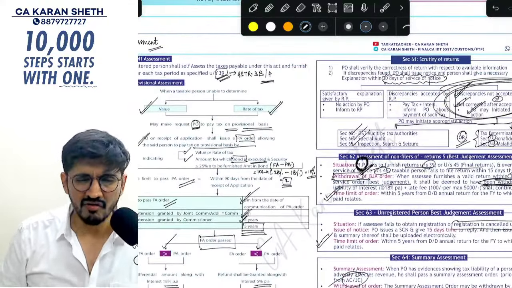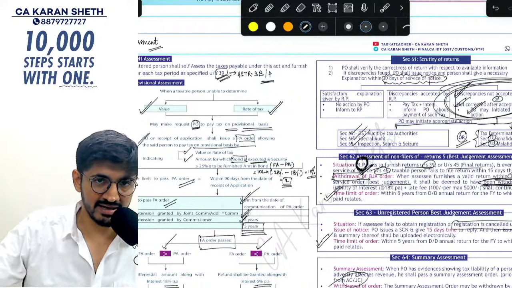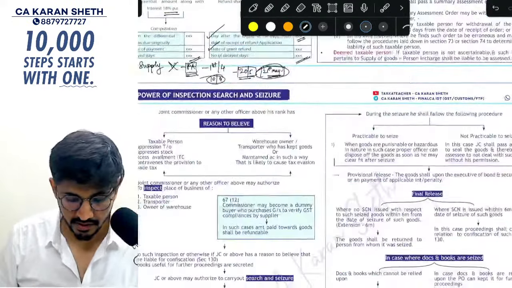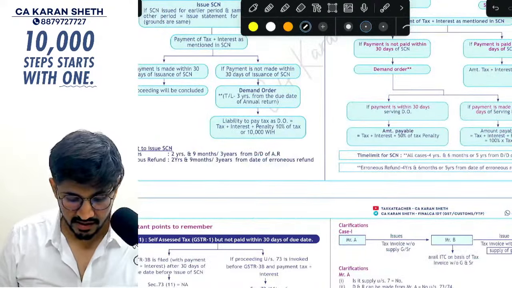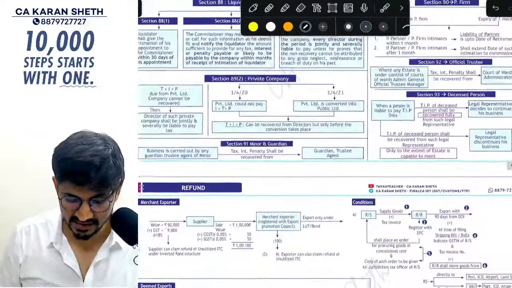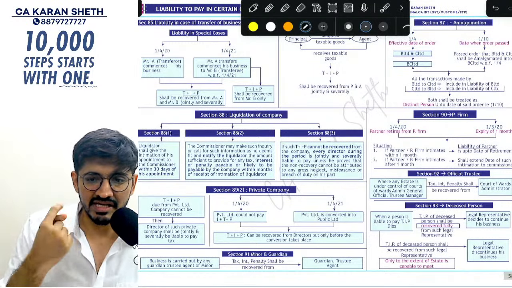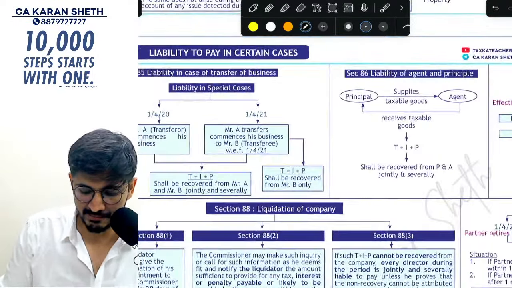Correct. Okay. Why leave such easy topics when you can easily do it? Correct. Yes. Okay. Done. And the last thing that we are supposed to do is liability in special cases. It is over in one page, friends. Yes, Ronak. Yes. Absolutely yes.